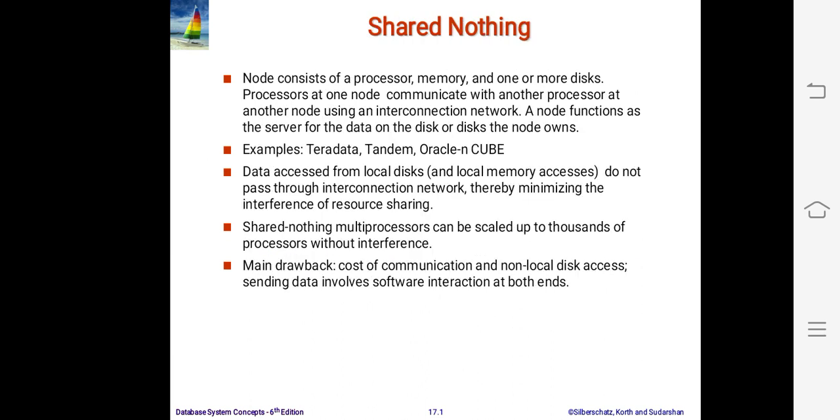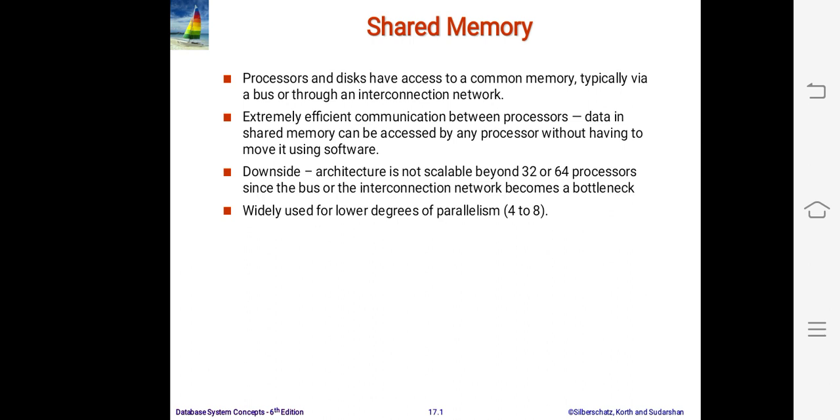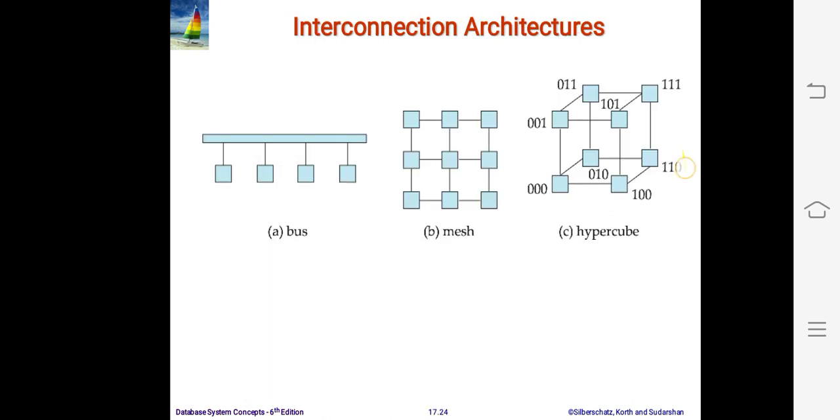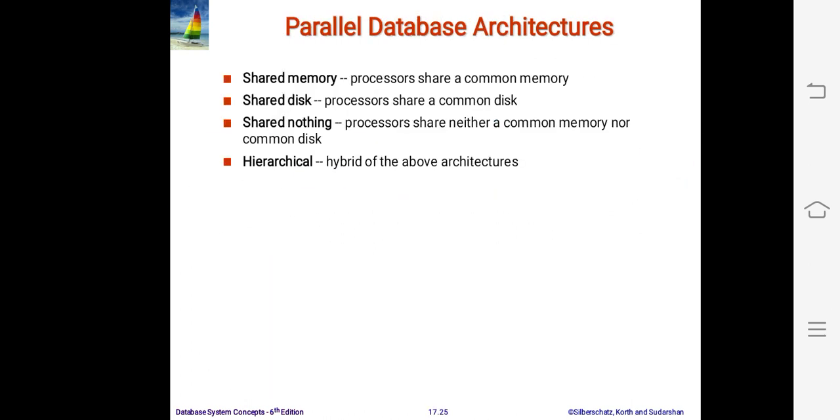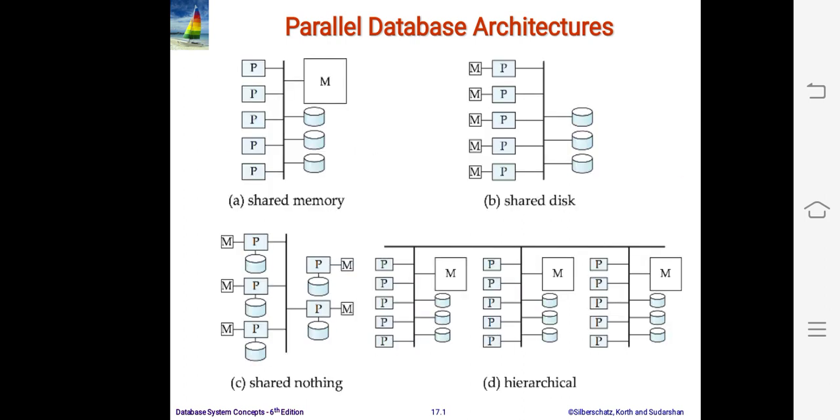So in this way, in previous videos we have seen different types of parallel database system architectures like shared memory, shared disk, shared nothing and hierarchical. In shared memory, only memory is shared. In shared disk, 2 or 3 disks are shared among different processors and memories. You can see in the diagram that different processors have their own private memory.